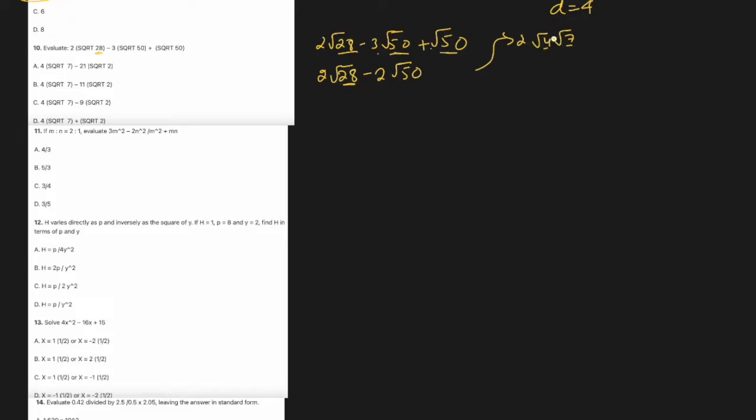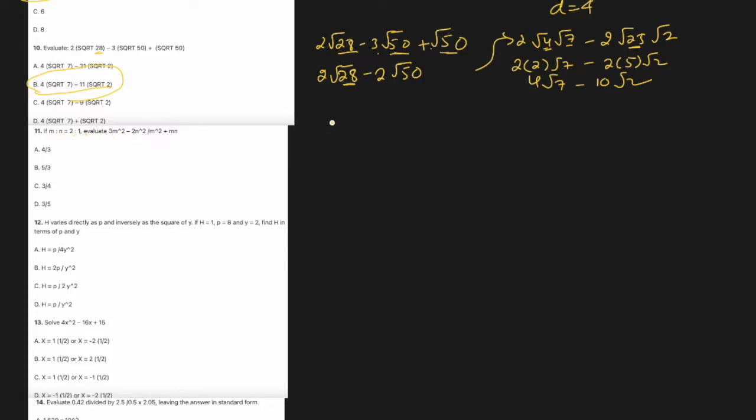I want one of them to be a perfect square, and this is a perfect square. Minus 2 square root 25 times square root 2. That is a perfect square, the largest square possible I have written here. So it becomes 2 times 2 square root 7 minus 2 times 5 square root 2. So it becomes 4 square root 7 minus 10 square root 2. That is the answer. They might have made a mistake, so we'll take B.